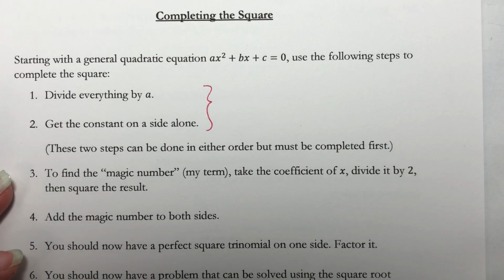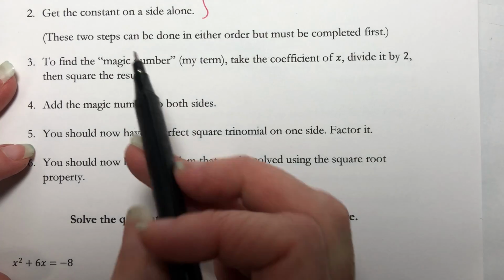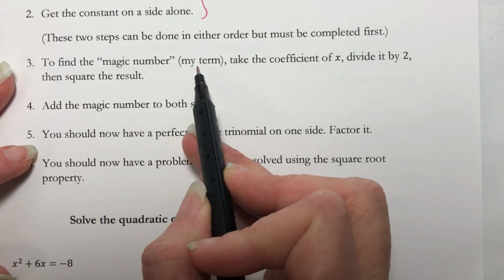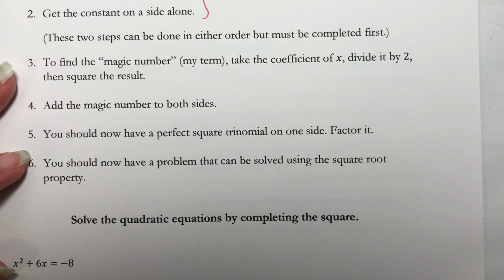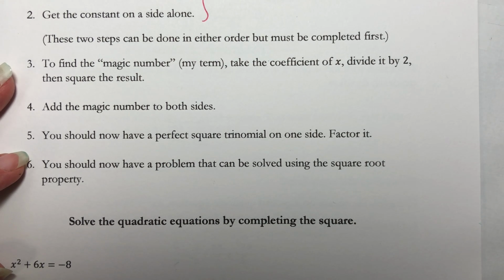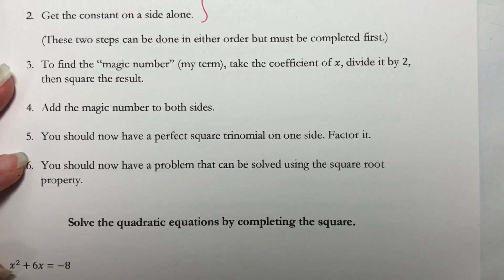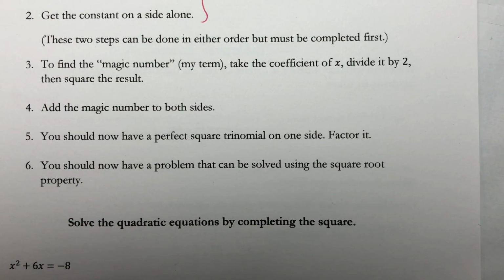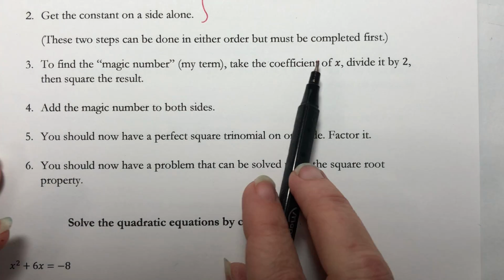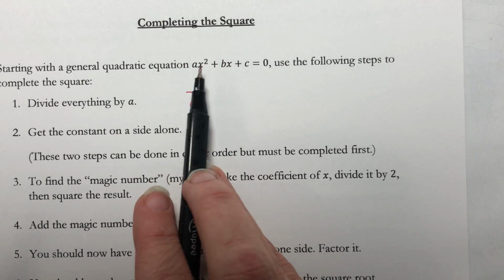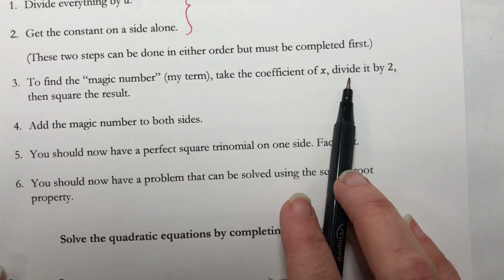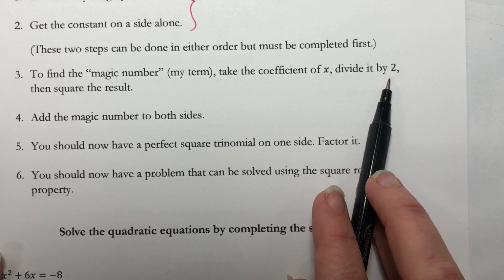Now we're going to find what I call the magic number. This is my term. If you go on to another course and you start calling this the magic number, your professor's going to look at you like you're crazy. So just remember that that's my term. But we're going to look for this one magic number. To do that, we take the coefficient of x, whatever number is right here after we've divided by a, and then we divide that number by 2, okay?